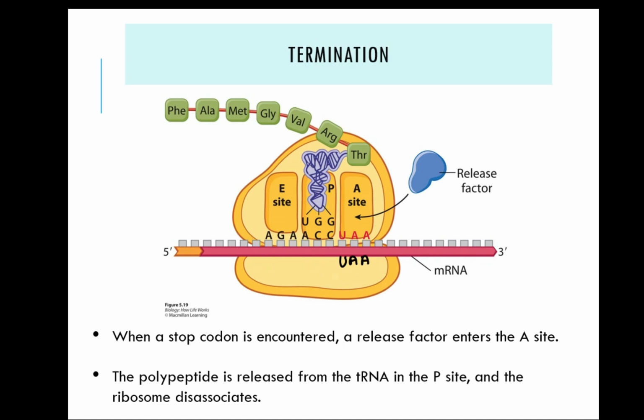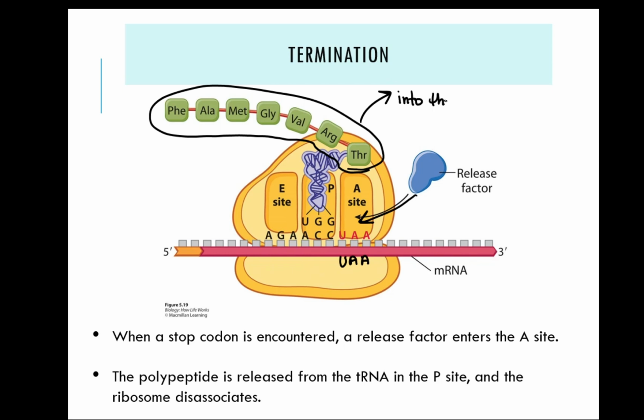Okay, once that is in the A site, what's actually recruited now is something called a release factor. So another protein comes in. Okay? It's going to enter the A site, and now this polypeptide, whatever it is, is going to be released. Okay? So that polypeptide is released into the cytoplasm. Okay, so all of this takes place in the cytoplasm.